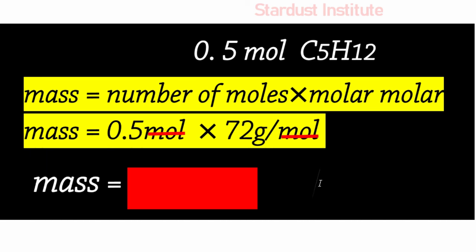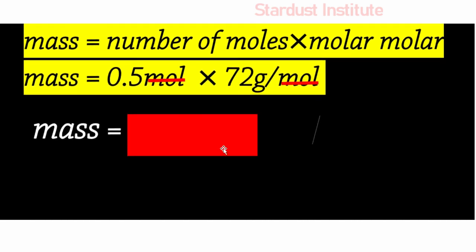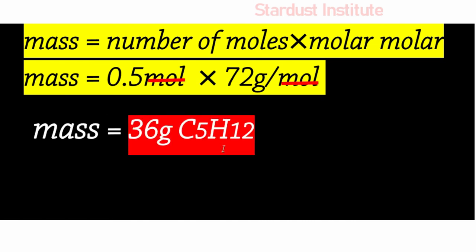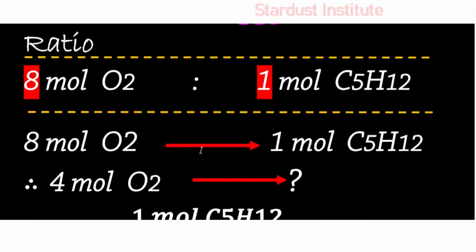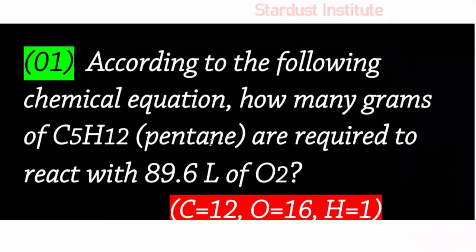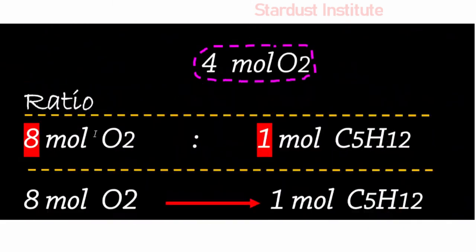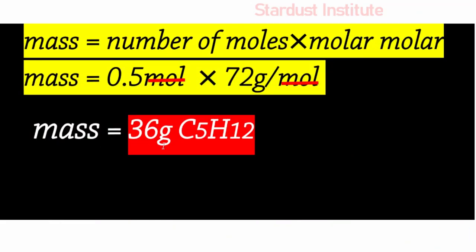Now we get the answer. Mass in grams, 36 grams of pentane C5H12. To react with 89.6 liters of oxygen, 36 grams of pentane are required.